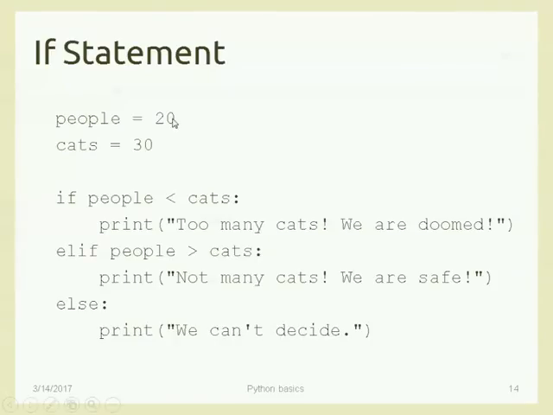So in this way, in this particular case, when people is 20 and cats is 30, if we execute this program, the Python interpreter will consider this line, see that this is true, print we are doomed, and since the first one is true, it skips everything else in this structure and continues the program from here. Here we don't have anything, so the program will not continue.